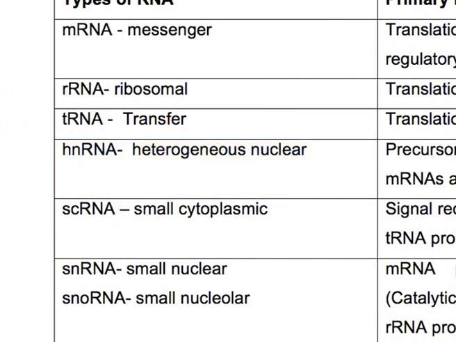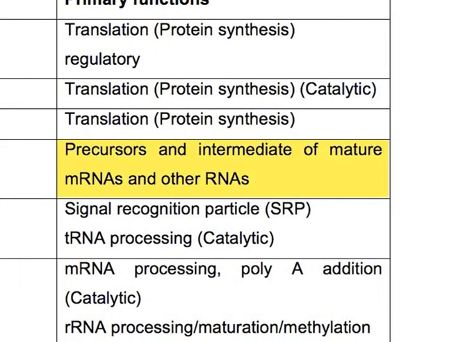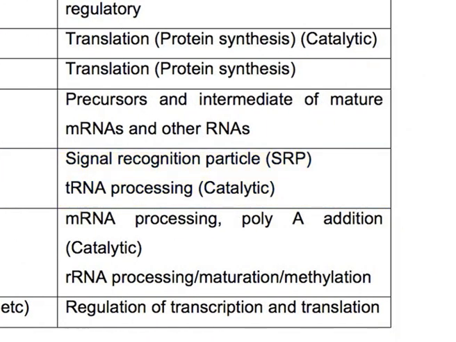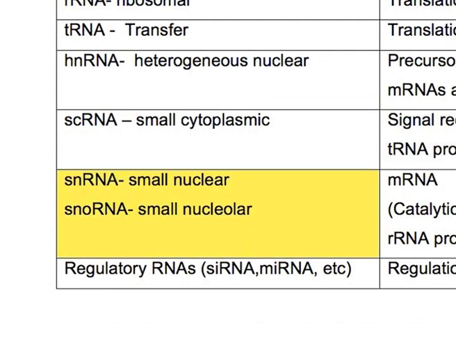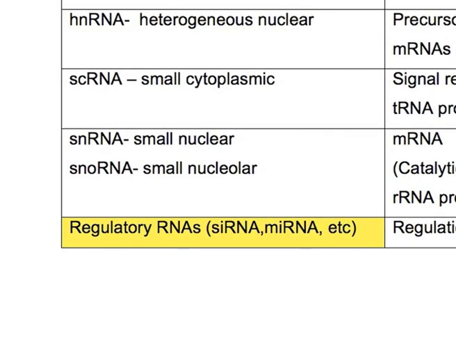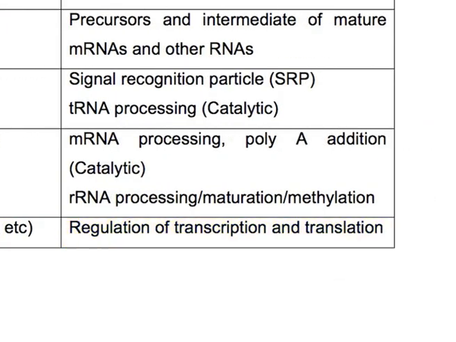Now, hnRNA or heterogeneous nuclear RNA, and its function is as precursors and intermediates of mature mRNAs and other RNAs. Small cytoplasmic RNA, that is scRNA, signal recognition particle SRP or tRNA processing, and this is catalytic in nature. snRNA or small nuclear RNA, and snoRNA, that is small nucleolar RNA. It helps in mRNA processing, poly A addition, it is catalytic in nature, and small nucleolar RNA, rRNA processing, maturation or methylation. Now, the regulatory RNAs, that is siRNA, miRNA, etc., regulate transcription and translation.